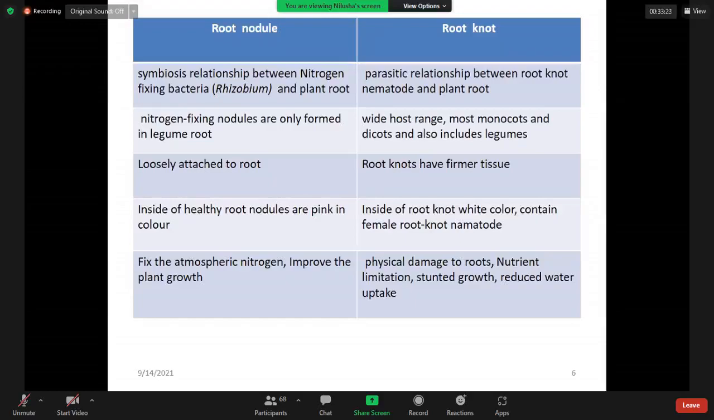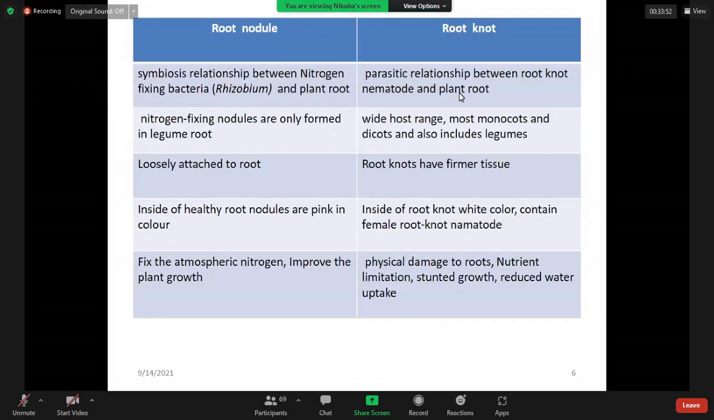Because root knot nematodes are living in the soil, they feed on the plant root. Because of their feeding, root knots are formed. In the root nodule, nitrogen fixing nodules are only formed in the root. You can't observe them in the legume root.